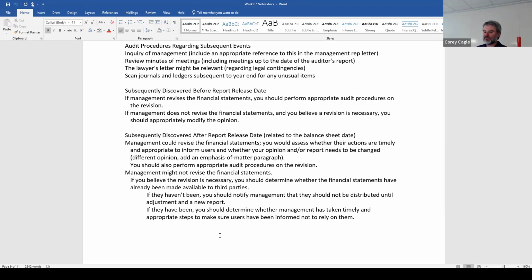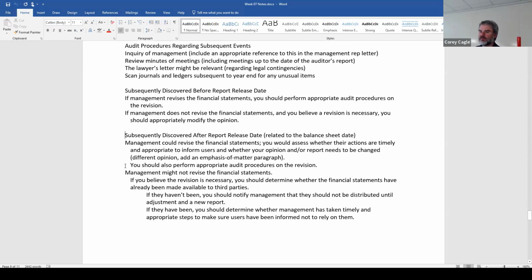And these are kind of obvious statements, both of these. If management does not revise financial statements and we think the revision is necessary, then we would modify the audit opinion. They're not in accordance with GAAP at that point. Hey, you should have done this, you didn't. We don't agree that financial statements are in accordance with GAAP, so our opinion will reflect that. So two obvious little statements right here.